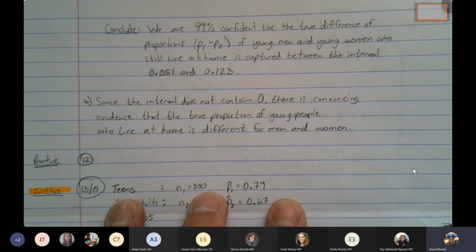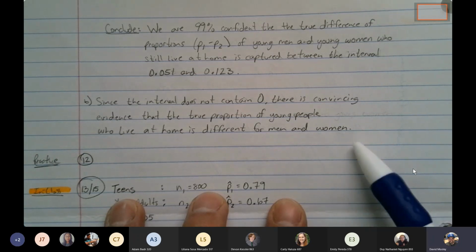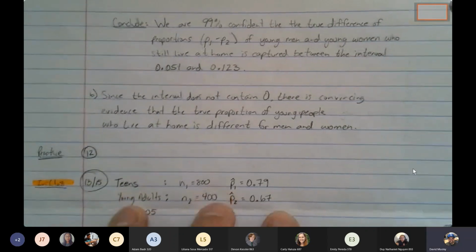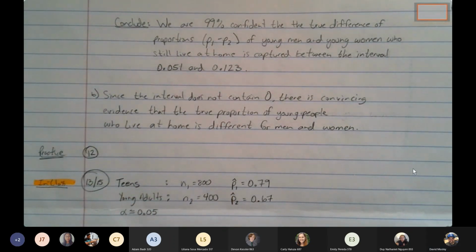It didn't ask, is there convincing evidence that there are more men living at home than women, or more women living at home than men? If we add more details about who has a larger proportion, you're just opening yourself up to being graded on more things. Answer the question. There's no reason to answer more than just the question asked. Okay. Is there anything else I can clarify here?